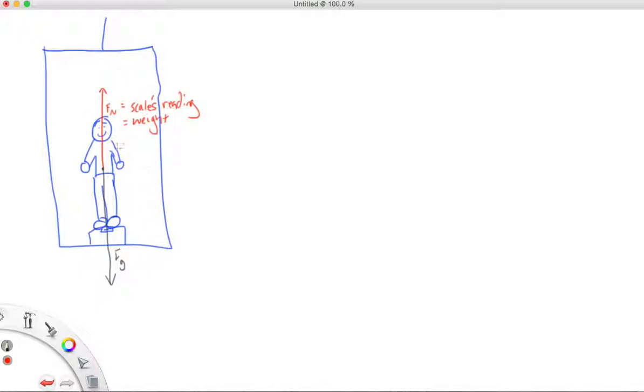Okay, so we've got this whole scenario set up. I hope this makes sense to you right now. I'm just going to leave this drawing right here, and we're going to go through a couple of problems. First, I just want you to think about this. Think about riding in an elevator.